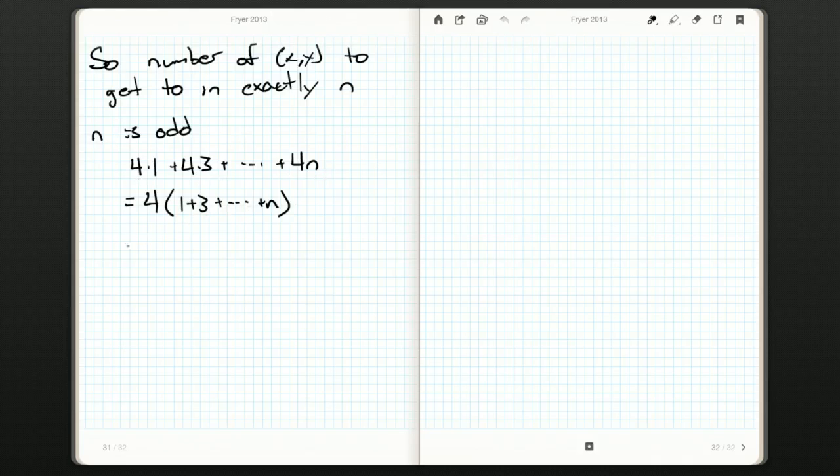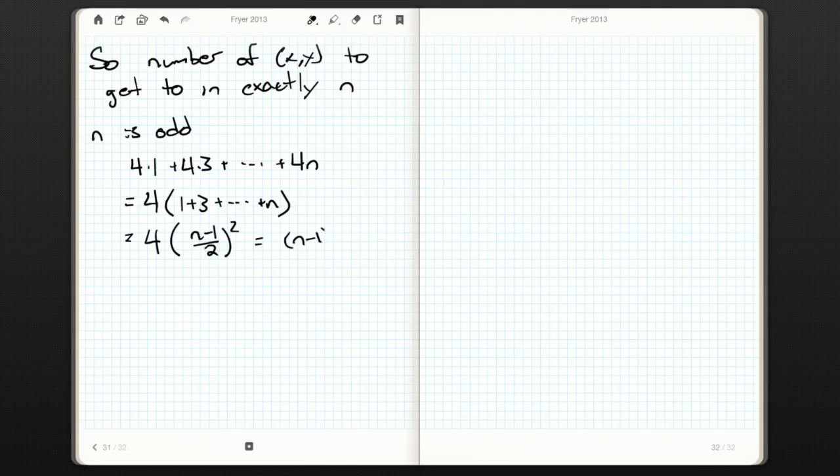But that has a formula. That is 4 times n plus 1 over 2 squared. It's n plus 1, sorry. That gives us n plus 1 over 2 squared. So if n is odd, we have a nice little formula. How about if n is even?